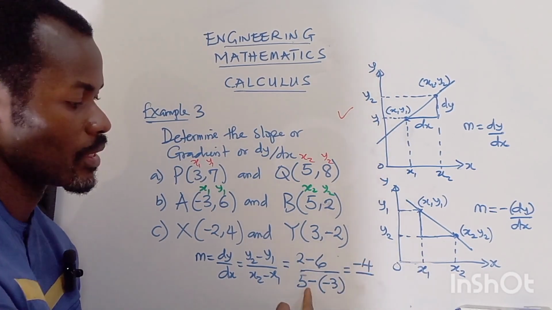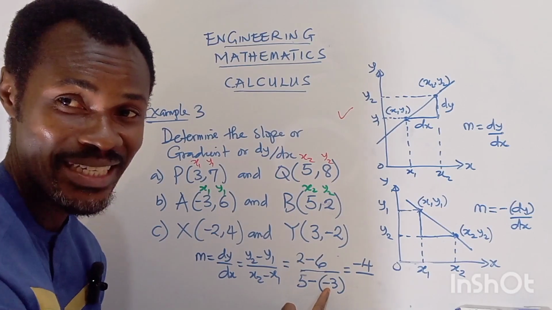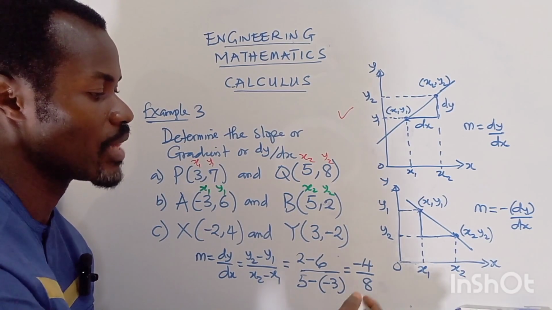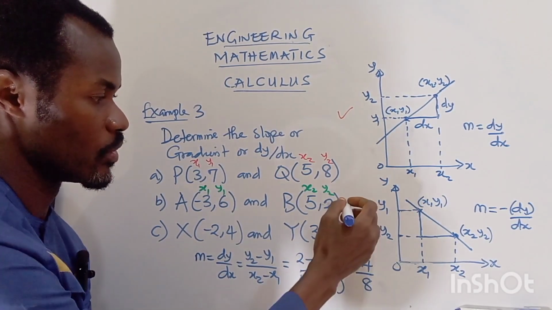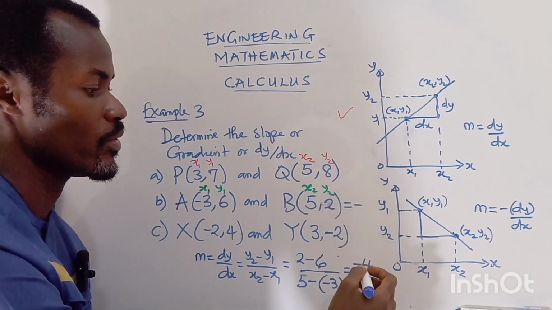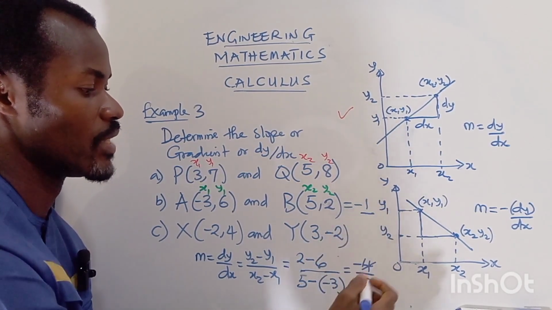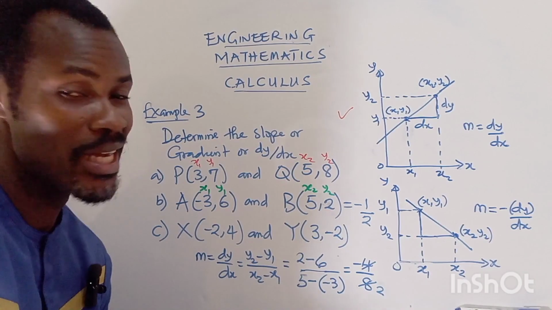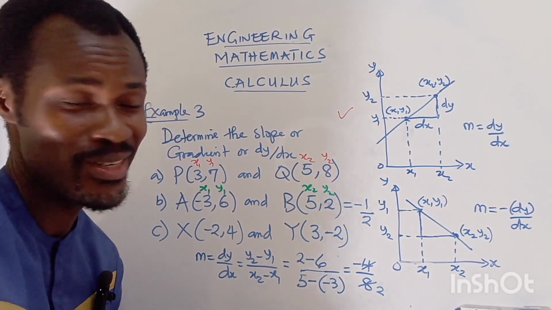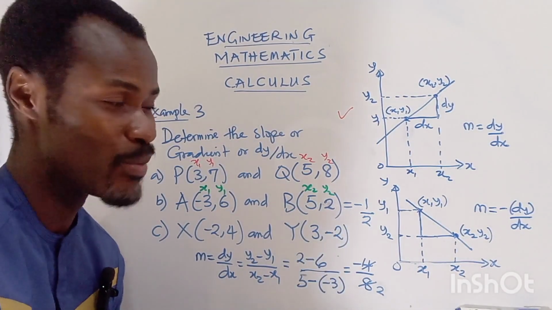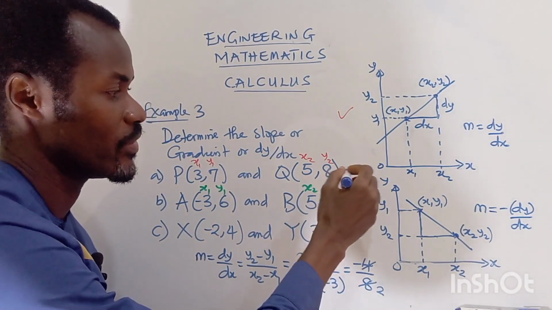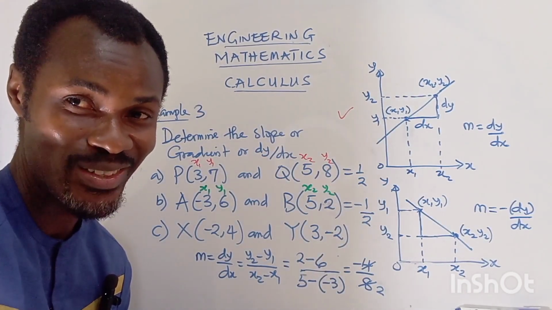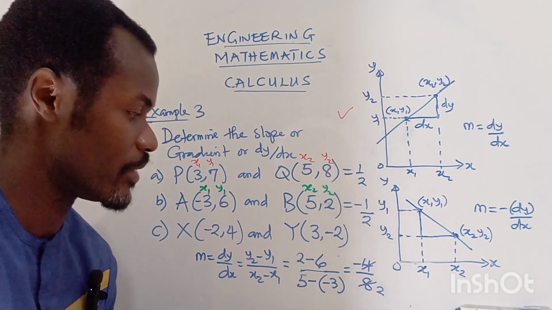So 2 minus 6 is going to give me minus 4. Now minus minus, if you multiply them, is plus, so 5 plus 3 is going to give us 8. Simplifying, minus 4 over 8 gives minus 1 over 2. So for the second problem, our gradient or slope is minus half or minus 0.5. Remember, the first one was half. Now the second one is minus half, or minus 0.5.